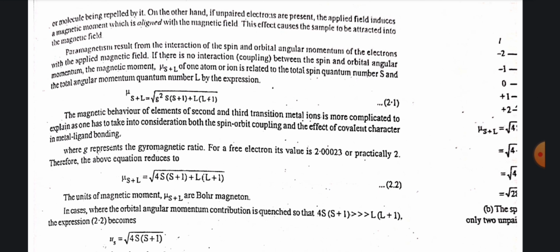On the other hand, if unpaired electrons are present, the applied field induces a magnetic moment which is aligned with the magnetic field. This effectively causes the sample to be attracted into the magnetic field.